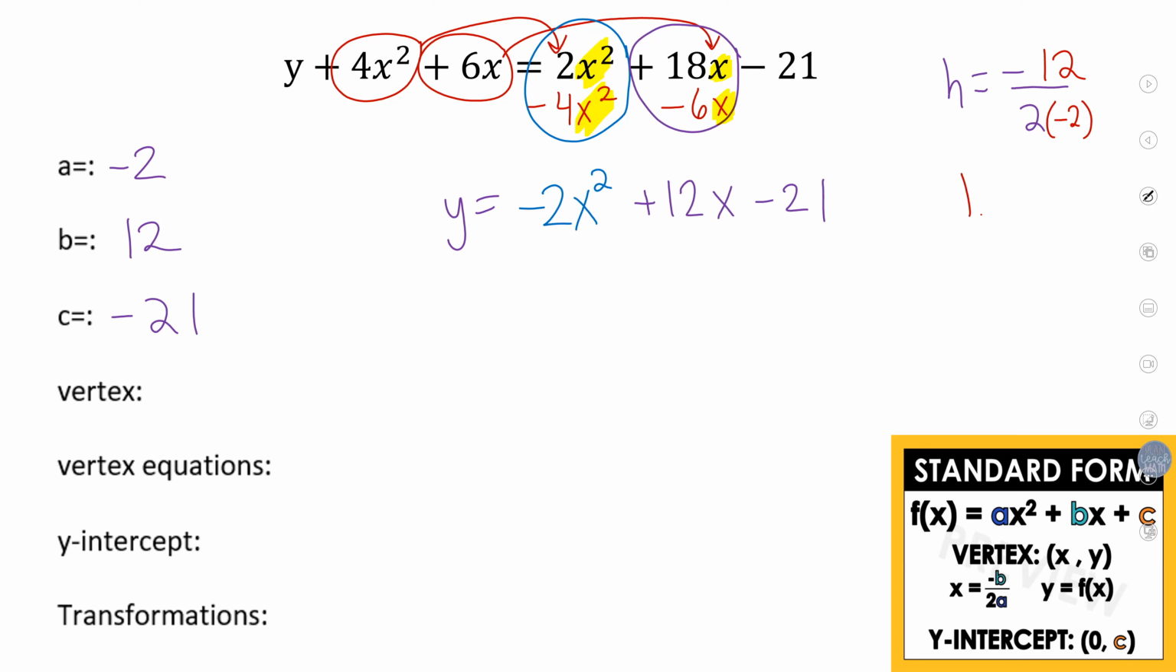So let's evaluate what H is. H is negative 12 divided by 2 times negative 2, which is negative 4. So this says negative 12 divided by negative 4. What is that? 3. So our H value is 3. That is the first number of our vertex.